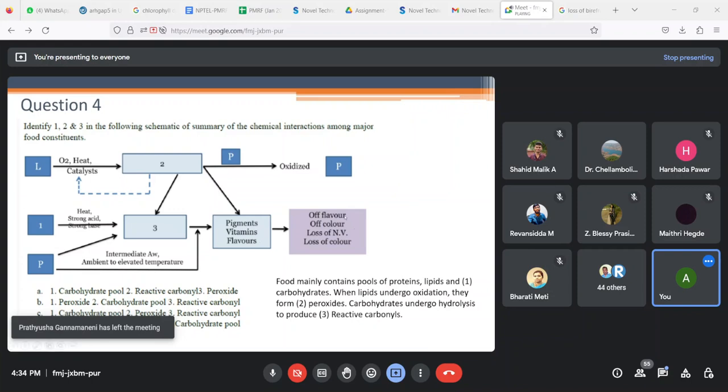So the answer to this question is option C, that is, your carbohydrate pool will react with acids and bases to produce reactive carbonyls, whereas your lipids will undergo oxidation to produce peroxides.